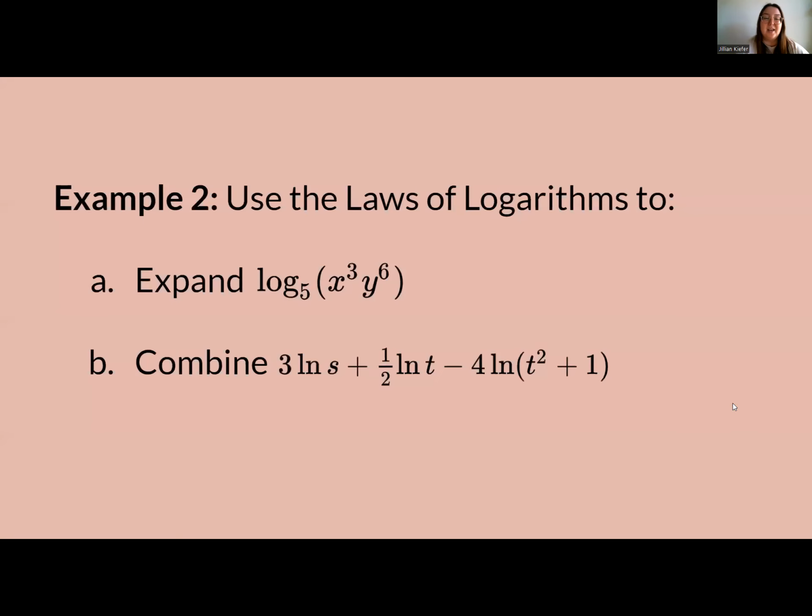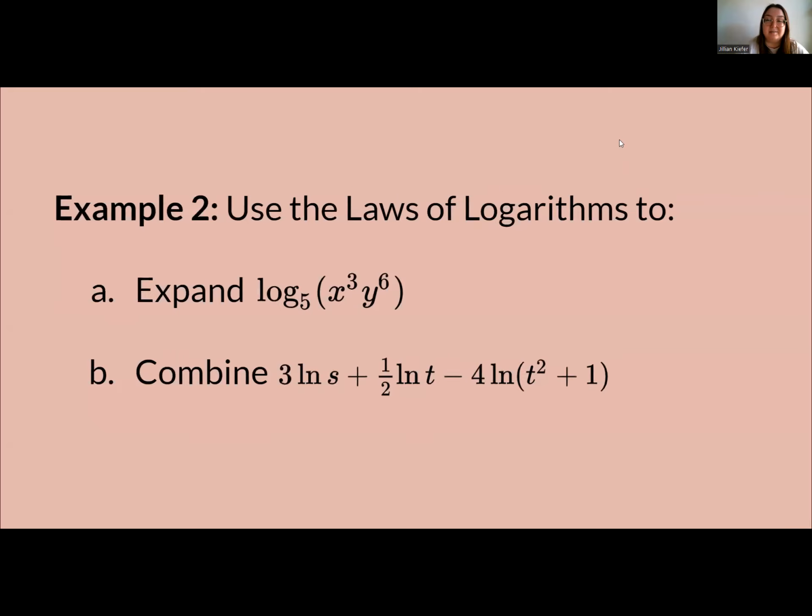So, all right, moving on to example 2. We're going to use a law of logarithms. 2a, we're going to expand log base 5 of x cubed times y to the power of 6. And we are going to combine 3 times the natural log of s plus 1/2 natural log of t minus 4 times the natural log of t squared plus 1. So let's go ahead and go on over to our notes so we can work this problem out.